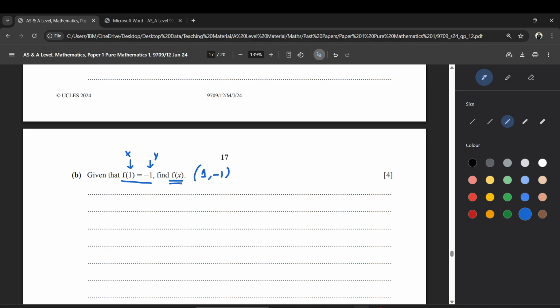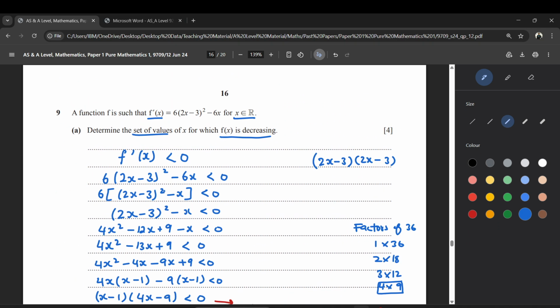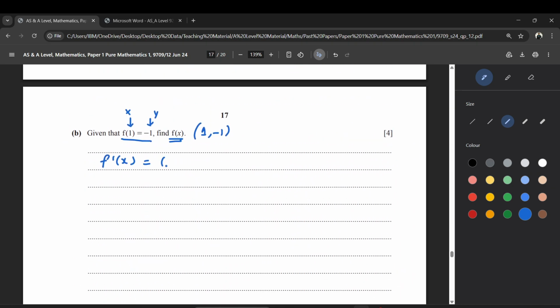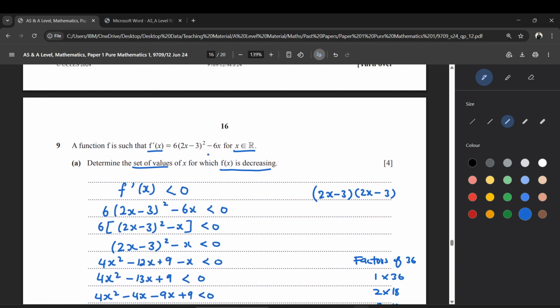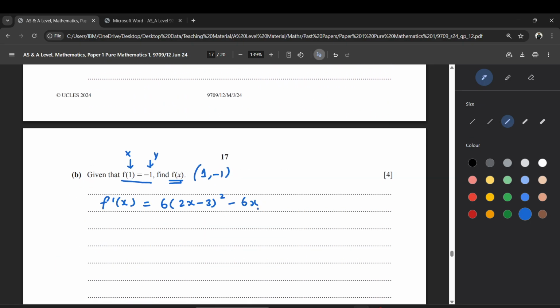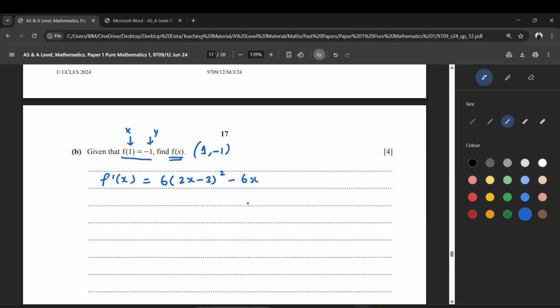Because the question is asking you to find f of x, and what's given to us is f dash x. So here we will be integrating it. So let us see. 6 times 2x minus 3 whole square minus 6x. Okay, now there are two ways that you can do this question. So I'll show you both of them, and then you can decide which one suits you best. The first method is where we expand the brackets.